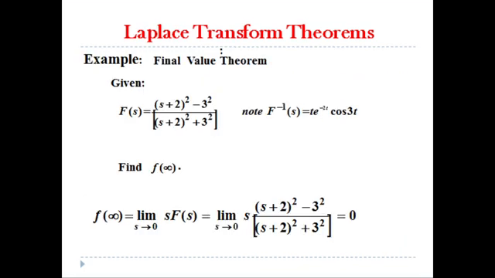So an example of the final value theorem is: here again we have a function F of s as ((s plus 2) square minus 3 square) divided by ((s plus 2) square plus 3 square). Here note, the inverse of F of s is t e raised to minus 2t cos 3t, and we need to find f of infinity. So according to the final value theorem, we can write f of infinity as limit s tends to 0 s F of s, which is equal to limit s tends to 0 s into the function F of s. And substituting the value of s, we get f of infinity is equal to 0.